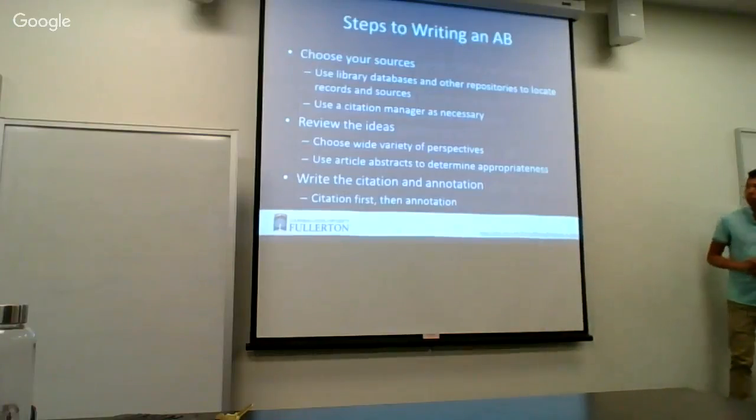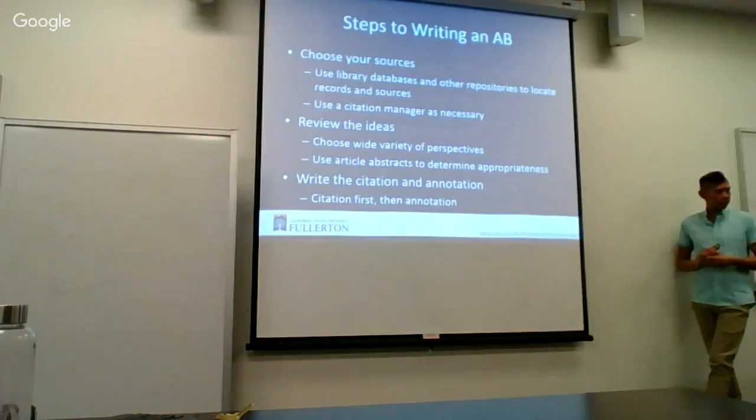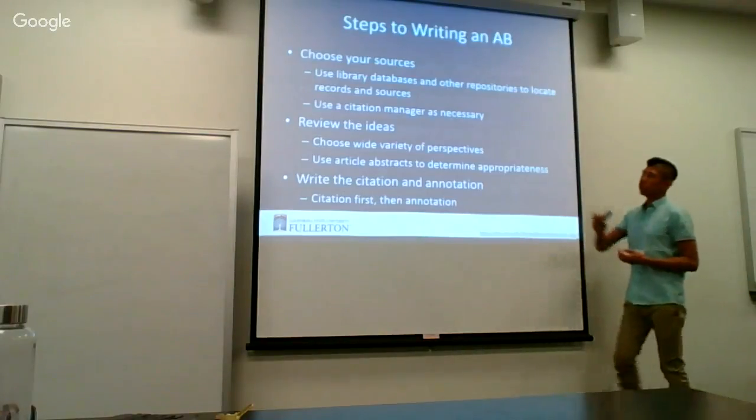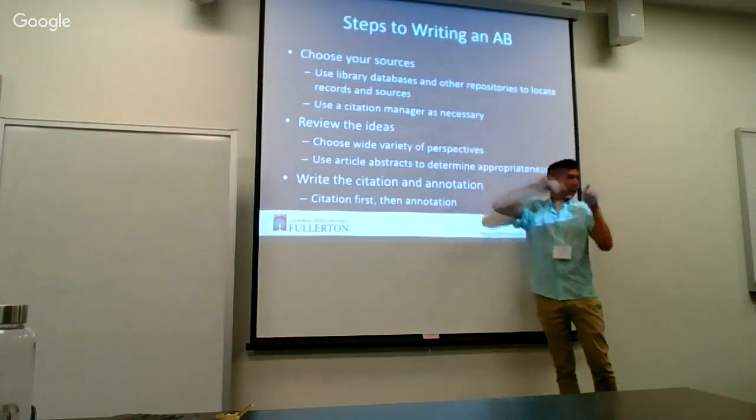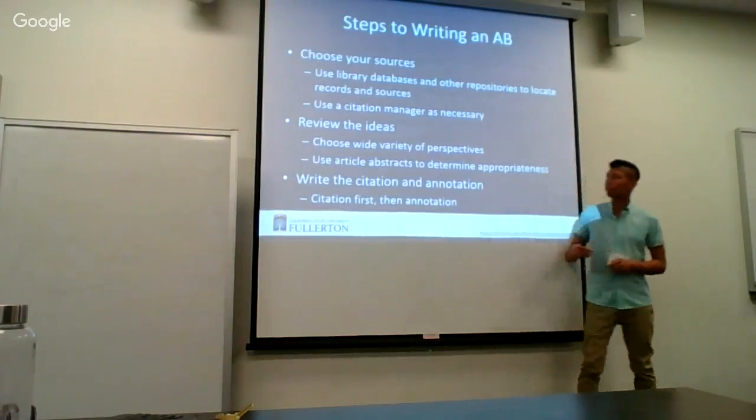So, steps to writing an annotated bibliography. First part is choosing your sources, which I think you guys have started doing, right? You guys have started looking at a database. You guys had that yesterday, right? Looking online, using citation managers, right? So thinking about filtering and doing keyword searches to figure out what articles might I want to read.